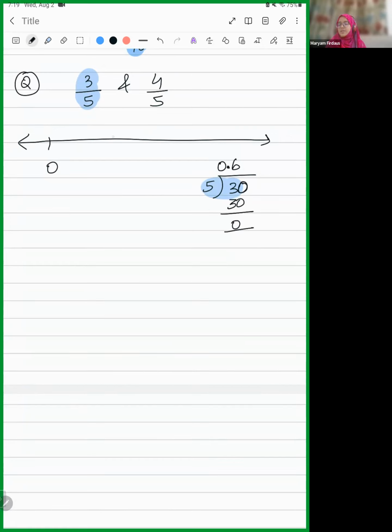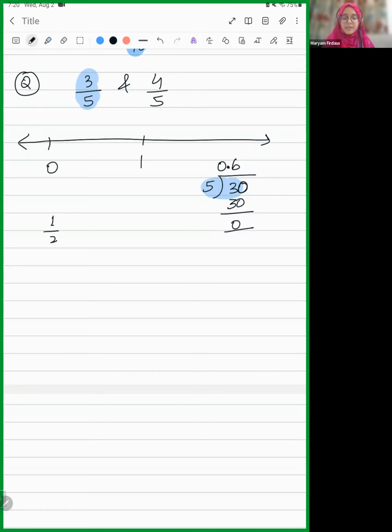But does 0.6 lie between 3 and 4? No. 0.6 lies between which two whole numbers? 0 and 1. So now do you see why we can't write it like that? Just because I write 1 by 2 does not mean that it will lie between 1 and 2. If I write 4 by 5, it does not mean it will lie between 4 and 5.